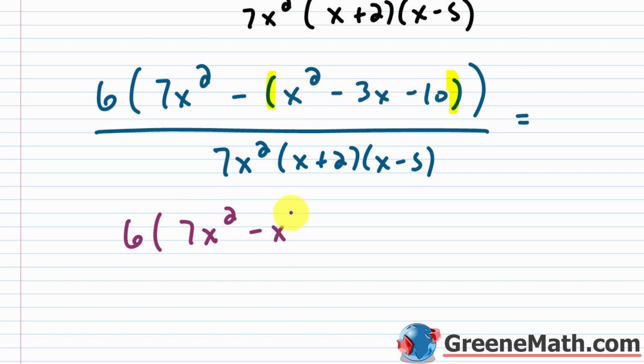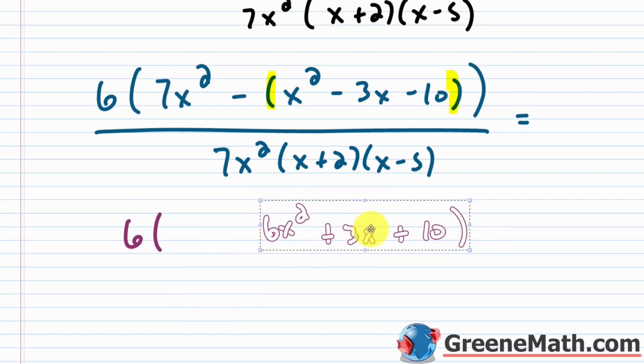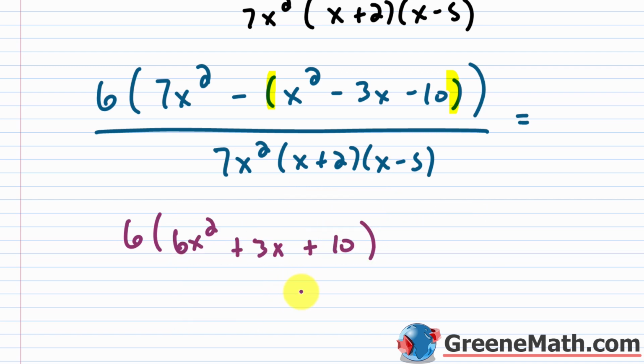So this is minus x squared. This is plus 3x. And this is plus 10. And let me close that down. So before we go any further, 7x squared minus x squared would just be 6x squared. So let's go ahead and write 6x squared here and just tighten this down like this. That way we don't have to worry about it.